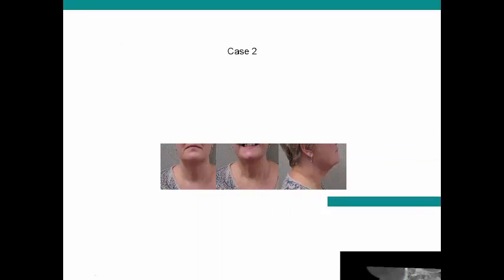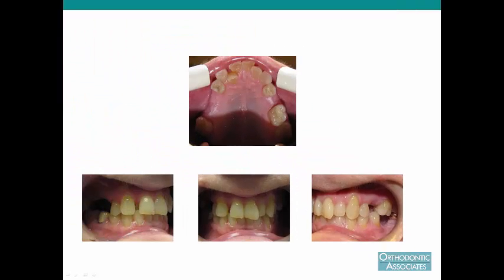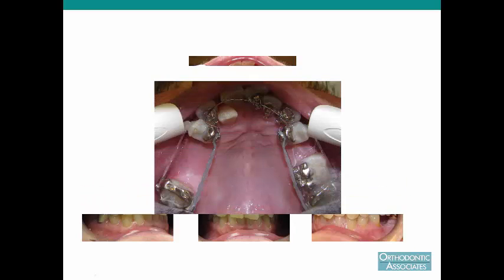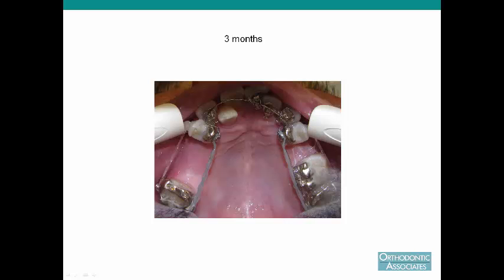Next case is a 60-year-old woman. It's also a hybrid case, very similar. She's got a lingually locked upper right lateral incisor, and she's missing a bunch of posterior teeth. Now with this case, I didn't start the bottom arch with appliances until significantly into the treatment. There was not that much work to do on the bottom. Most of the work was on the top. Here she is after 3 months of treatment. We're just trying to make space so that we can bring this lateral incisor forward.